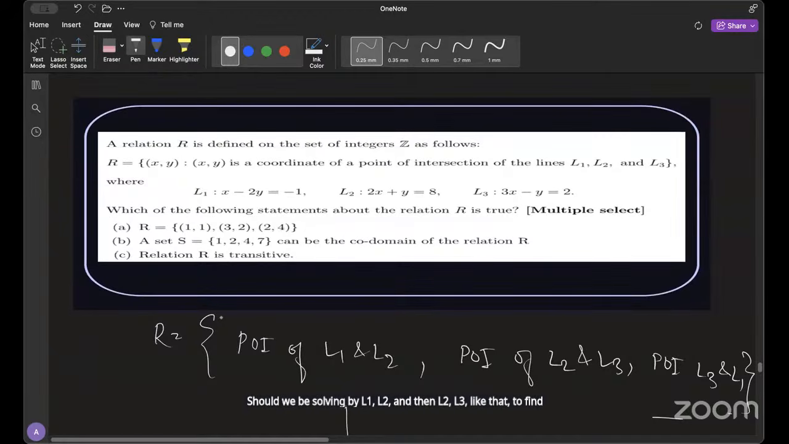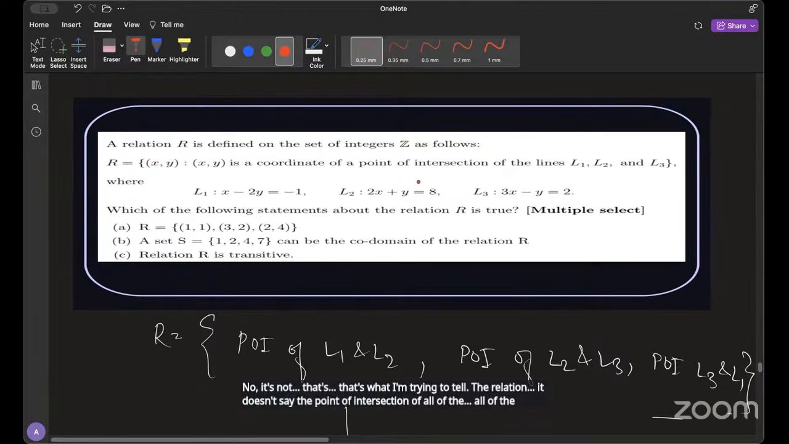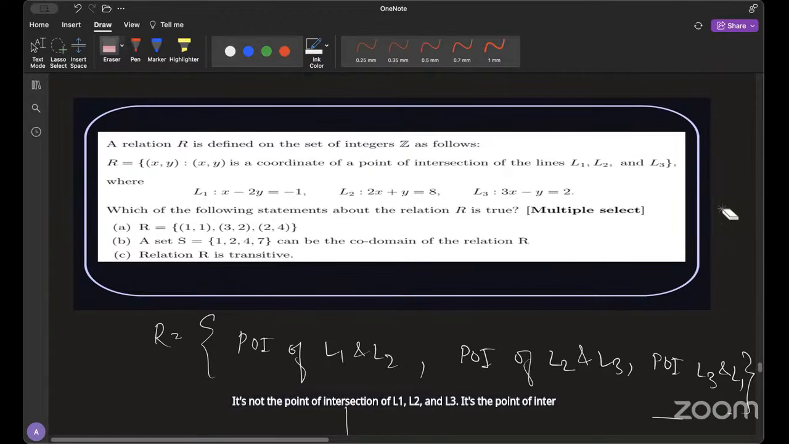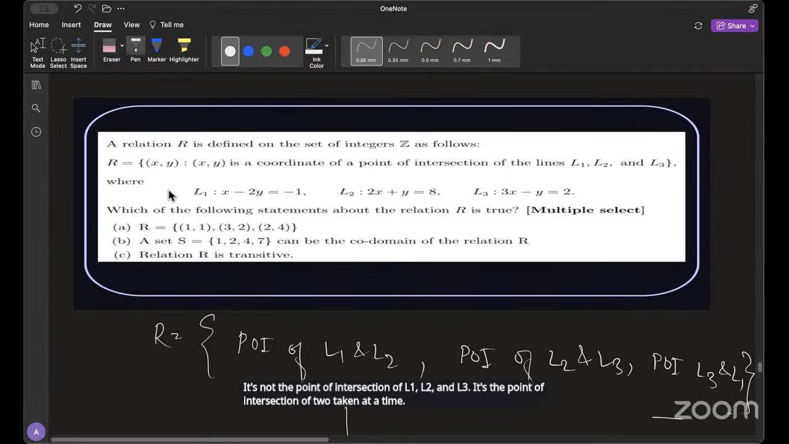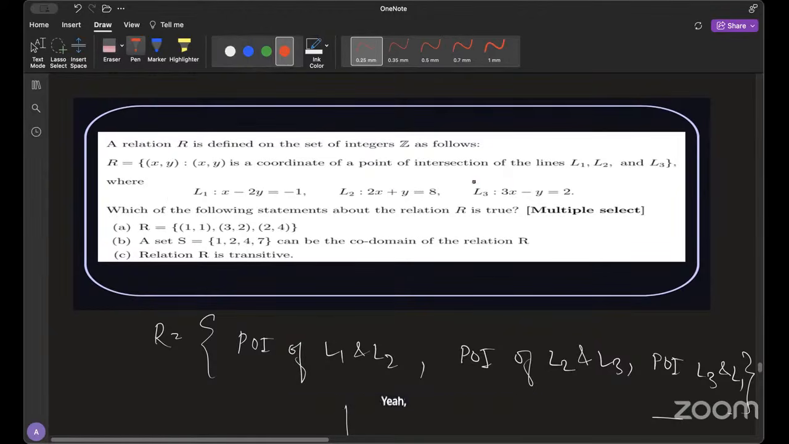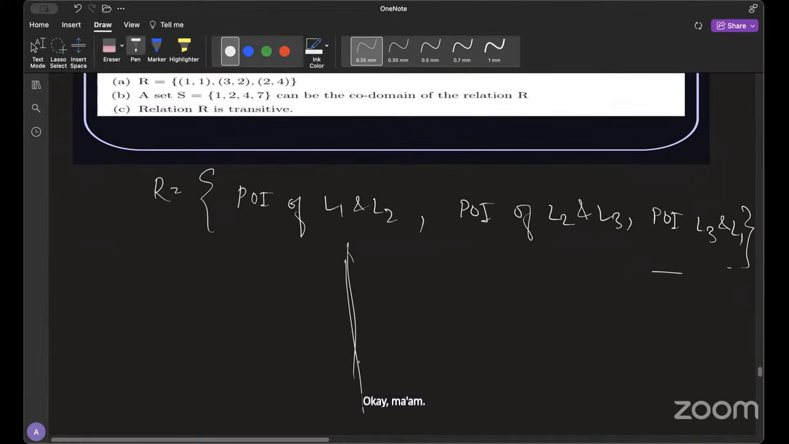Should we find it by solving L1, L2, and then L2, L3, like that, to find the intersection point? No, that's what I'm trying to tell. The relation doesn't say the point of intersection of all three taken together. It's not the point of intersection of L1, L2, and L3. It's the point of intersection of two taken at a time. It should be mentioned in the question for clarity. It's not very appropriately phrased, but that's what it means. It won't be phrased like this in the exam. In exam questions, you'll have absolute clarity. Okay, ma'am, then it would be fine.